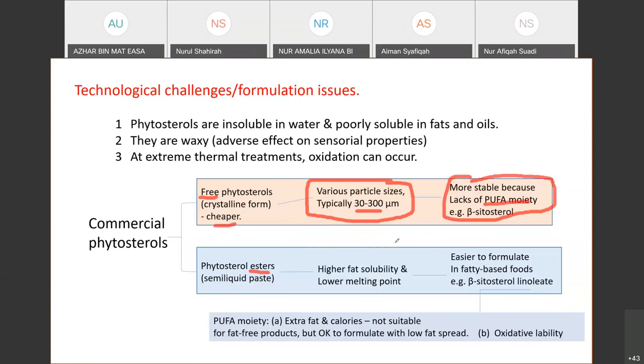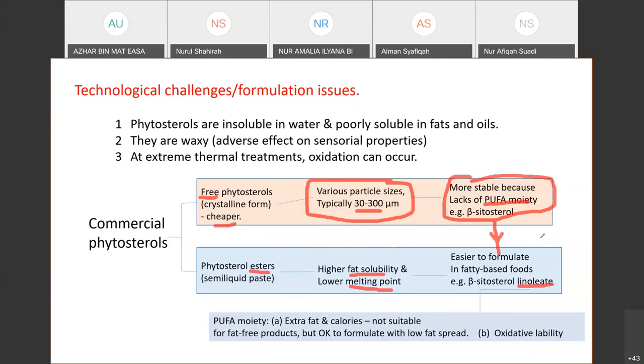So phytosterol esters solve the problem of solubility by esterification. It has higher fat solubility, lower melting point, easier to be incorporated and formulated in fatty-based food. So because you incorporate PUFA, now you call it beta-sitosterol linoleate. This one is just beta-sitosterol. So you do the esterification, you have beta-sitosterol linoleate. So this linoleate, the problem is, like any other fat, it increases calories. Therefore, it's not suitable to be used for fat-free products.